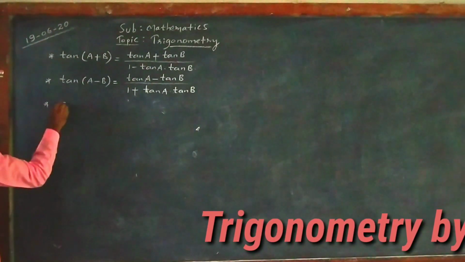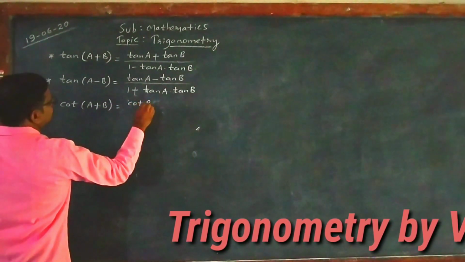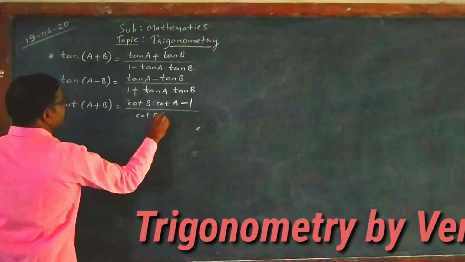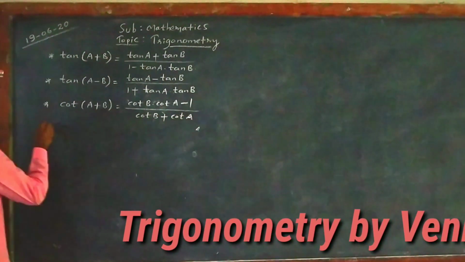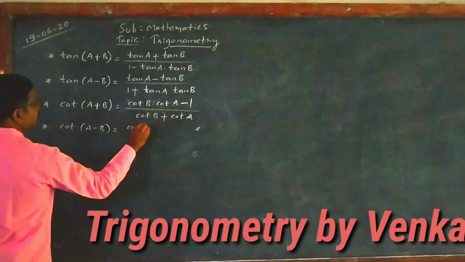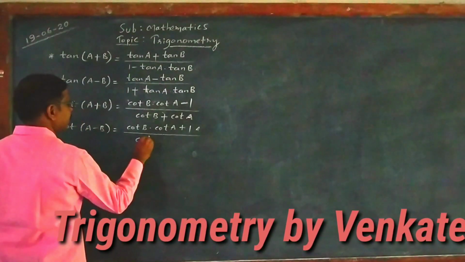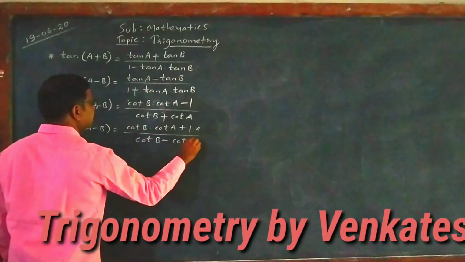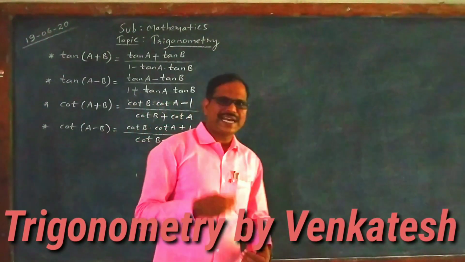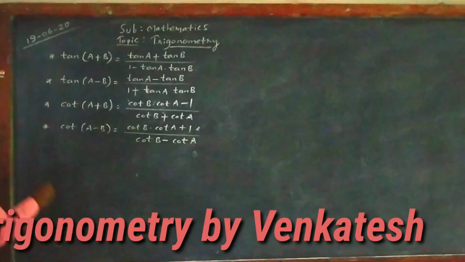Similarly, cot of A plus B equal to cot B cot A minus 1 by cot B plus cot A, and cot of A minus B equal to cot B cot A plus 1 by cot B minus cot A. So, by using these four formulas today, let us see the values of tan 15, tan 75, cot 15, cot 75. Okay?